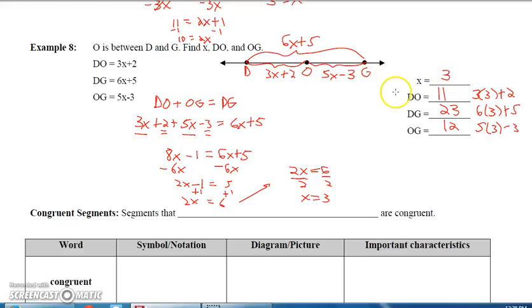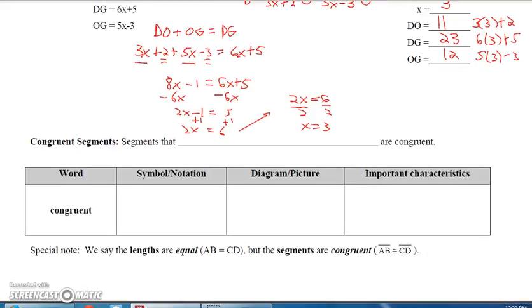Now I need to know the measurements. I need to know the lengths of all of these segments. So I use x for 3, substitute it in. Remember, when you're substituting it into just this expression, it's PEMDAS. So I do 3 times 3 is 9 plus 2 is 11. I could do 18 plus 5 here is 23. And then I could do 15 minus 3 is 12. Or you could get DO and OG and add them, because part plus part equals whole. 11 plus 12 equals 23.